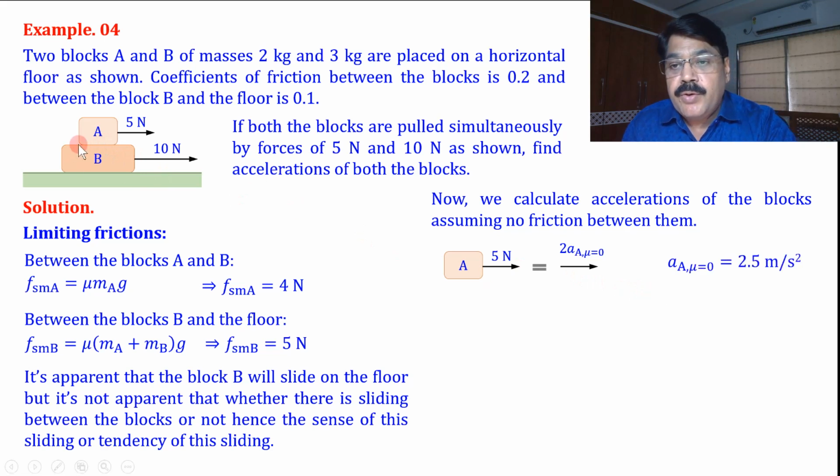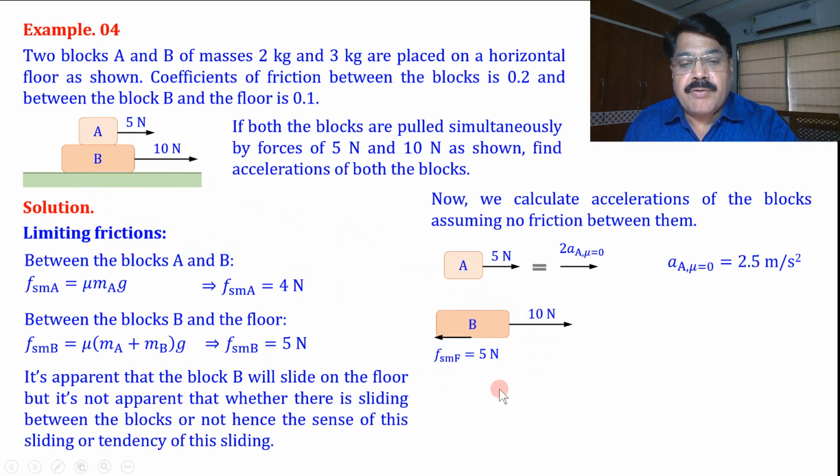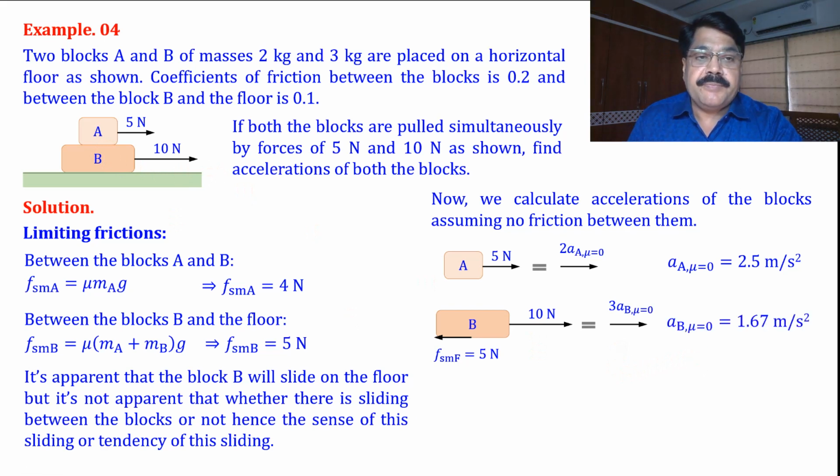Similarly, assuming mu 0 here, we calculate the acceleration of block B. Here the limiting friction will keep acting, and limiting friction is equal to kinetic friction, so we assume it is kinetic friction. So 5 Newton backward and 10 Newton forward. The mass of this block is 3, so 3 into a of B, assuming mu 0 at the contacting surface. So a of B with mu 0 is equal to 1.67.